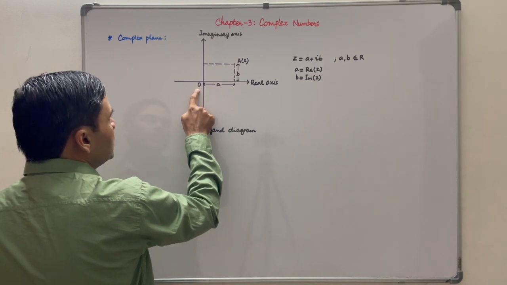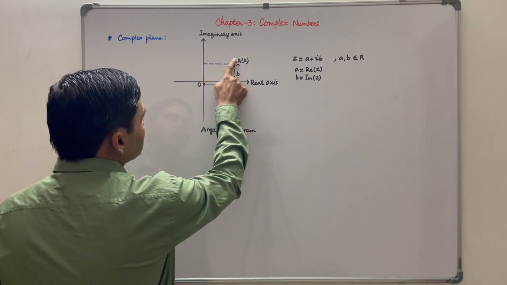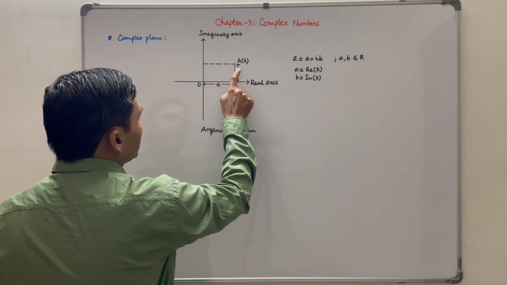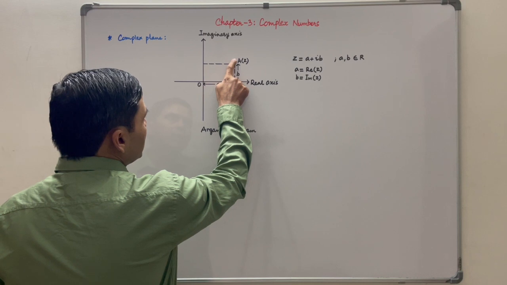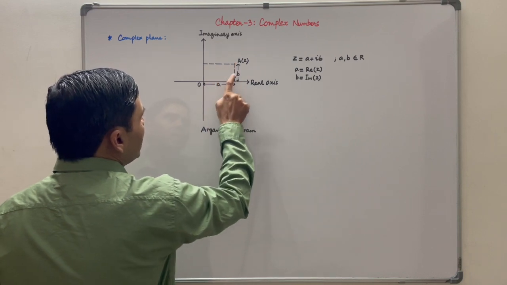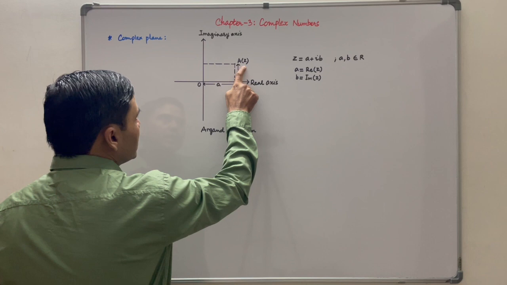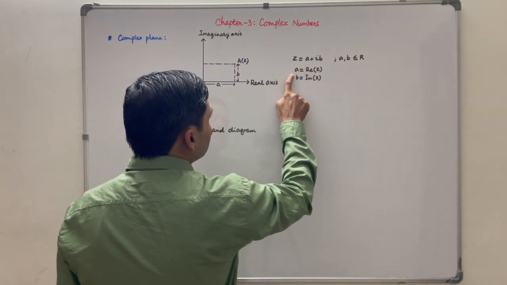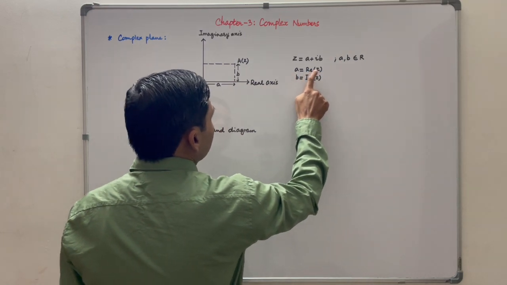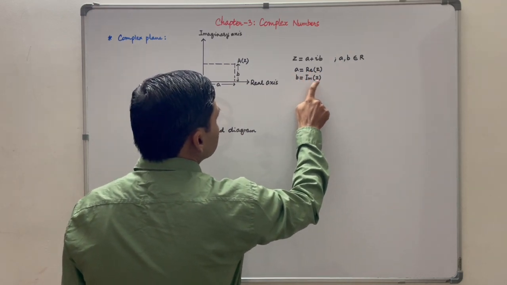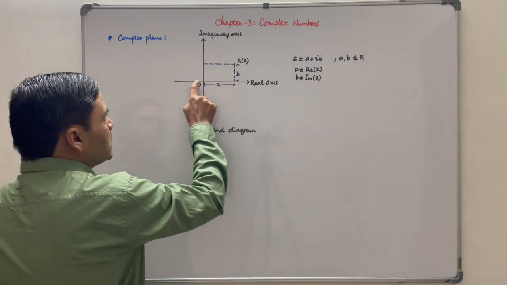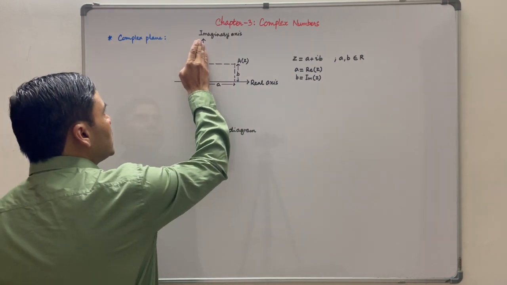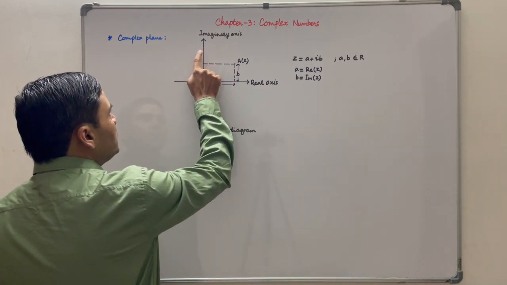This is the origin. Suppose there is a point A which represents a complex number z. Its real part is a and imaginary part is b. So point A can be represented by the ordered pair (a, b), and complex number z can be represented by z is equal to a plus ib, where a is equal to the real part of z and b is equal to the imaginary part of z. All the numbers which lie on the real axis are called purely real, and all those numbers which lie on the imaginary axis will be called purely imaginary.